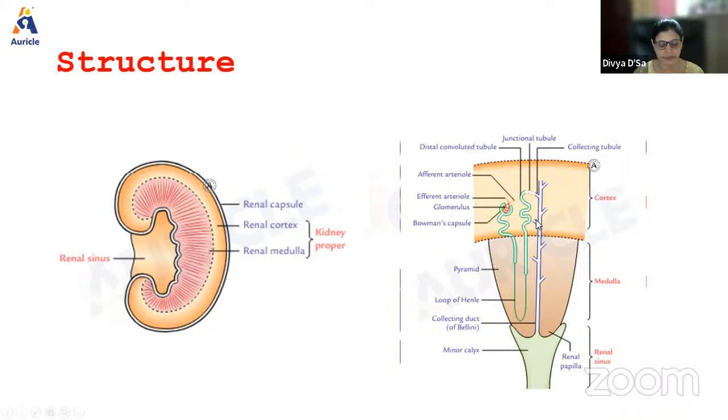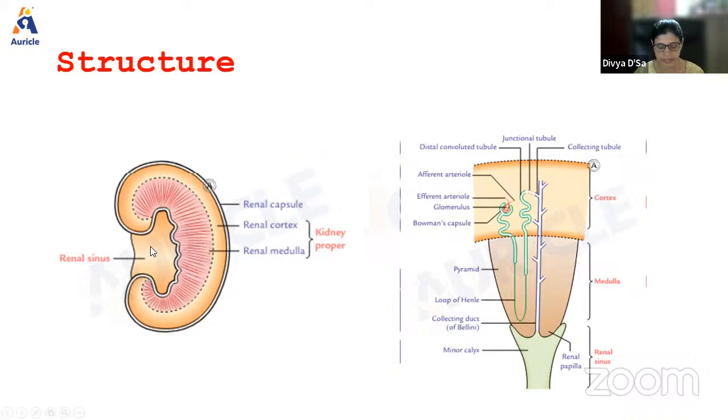So in the nephron here, when we see the glomerulus, the Bowman's capsule, the proximal convoluted tubule, the distal convoluted tubule, and a small portion of the collecting duct, it is seen in which one? The cortex. Whereas the descending limb of the loop of Henle and the ascending limb, as well as the collecting tubules, we see in the medulla. Okay, so this is the collecting duct of Bellini. So this is what you need to know here.